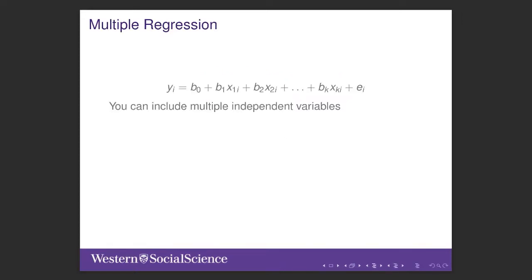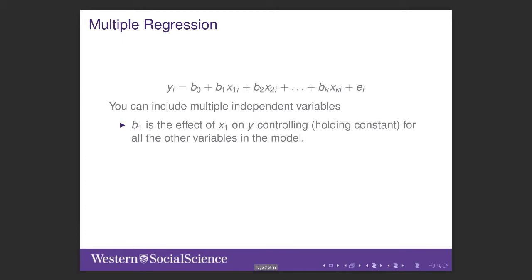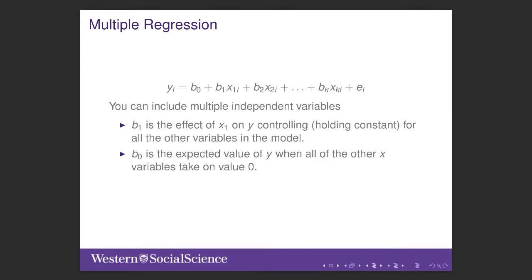Here, note that the equation looks fundamentally similar to the case we talked about in the last video, but in this case, there are several x variables, each one with its own coefficient. The interpretation is also a bit more nuanced here. The coefficient b1 is the effect of x1 on y controlling for or holding constant all the other x variables in the model. b0 is the expected value of the dependent variable when all of the x variables equal 0.